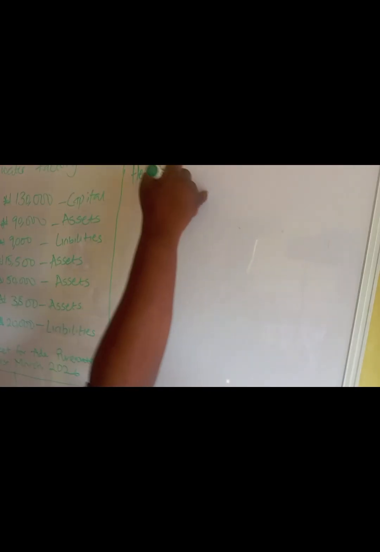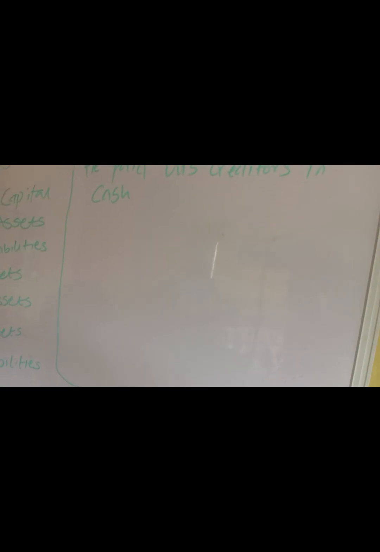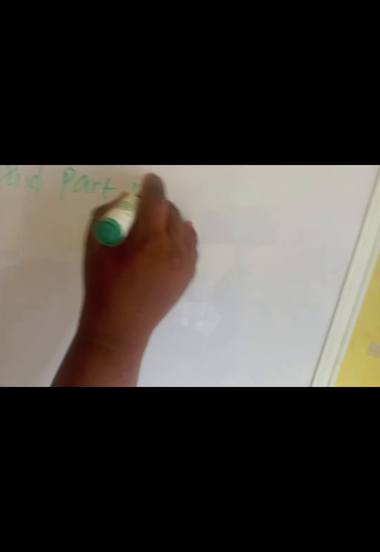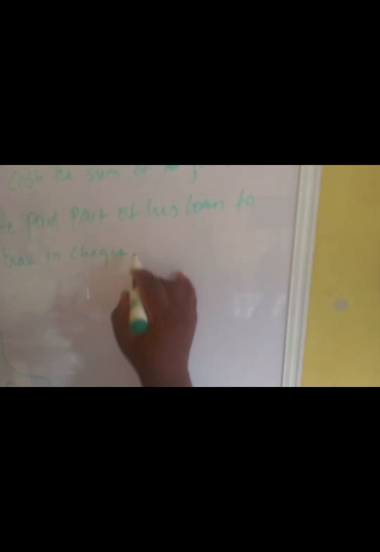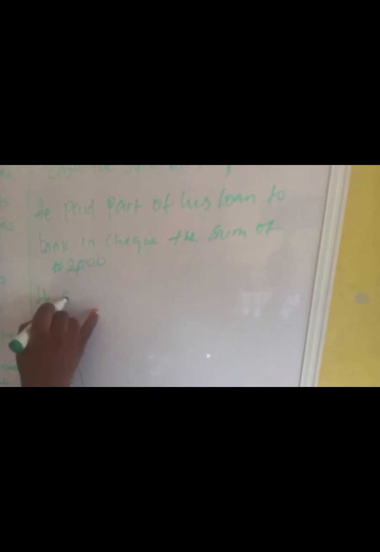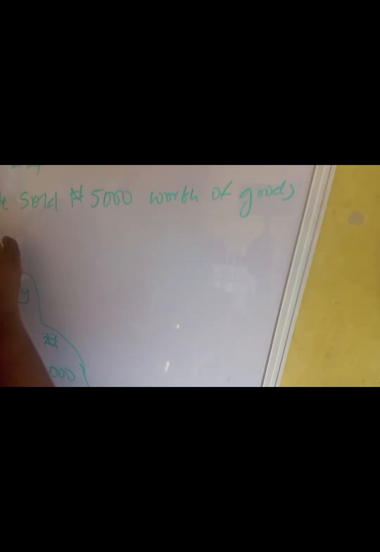So let's give a scenario. Now, we have this account like this. Let's say in the course of the year, Ade Pure Water Factory decided to pay his creditors in cash. Let's say then he paid part of his loan to the bank by cheque. He paid his creditors in cash the sum of 9,000, so he paid all of his creditors. Then he paid the sum of 2,000 naira to the bank. Now, out of his stock, he sold 5,000 naira worth of goods to Damilare.